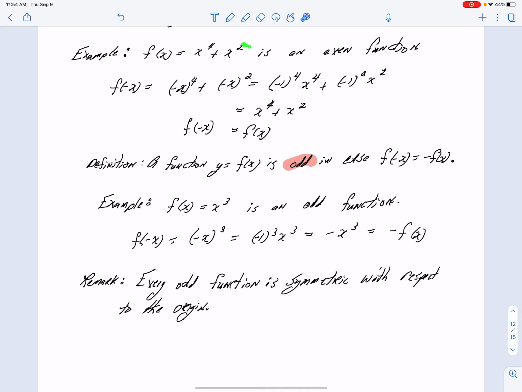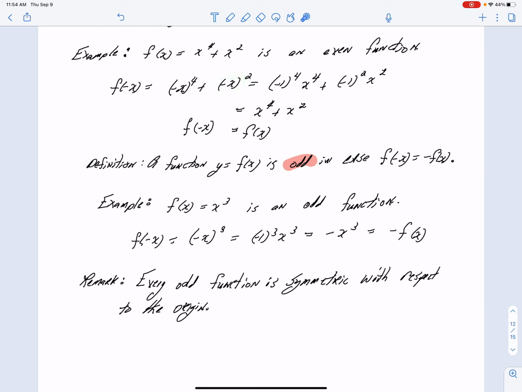Now let's look at another example. f of x equals x to the fourth plus x squared. I'm going to claim that also is an even function. Now, how would I prove that? The answer is I would go up here to my function f. Everywhere I see an x, I replace it with minus x, and see if I end up with the same thing that I started with. Well, if I plug in minus x, I get minus x to the fourth, add minus x squared.